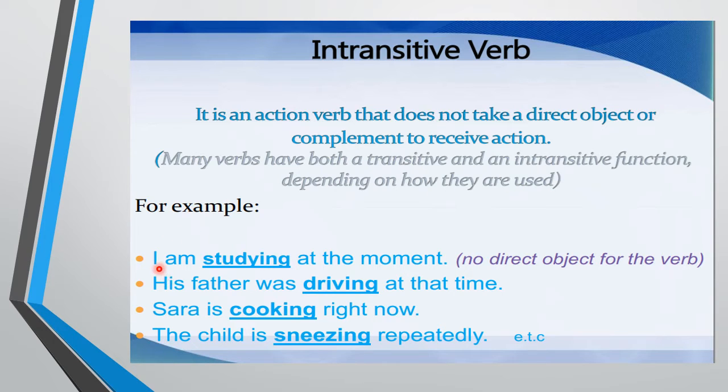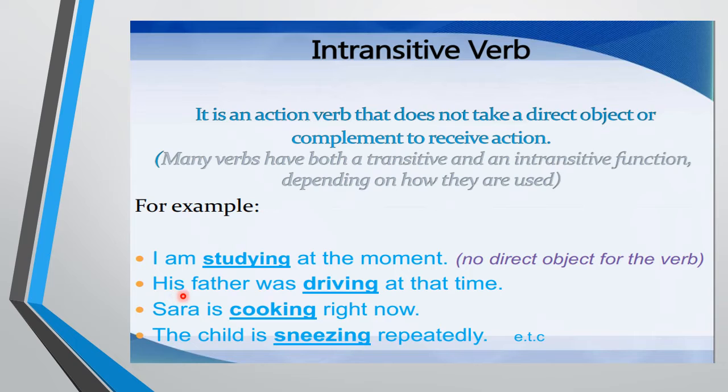In the first example, I am studying at the moment. Studying is an intransitive verb because at the moment is not an object. It does not tell you that what I am studying. So no direct object for the verb has been used here.